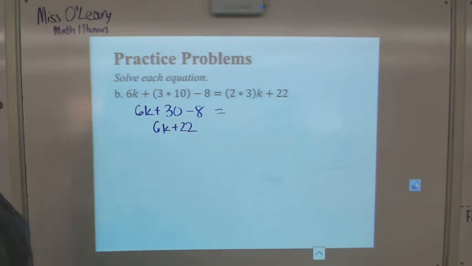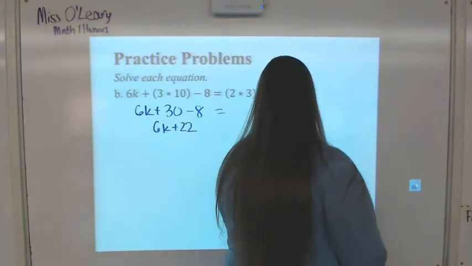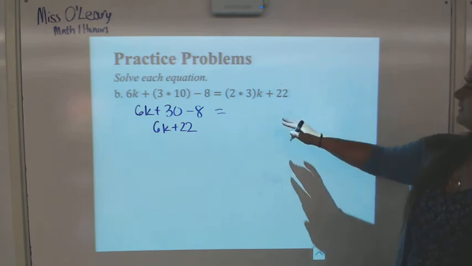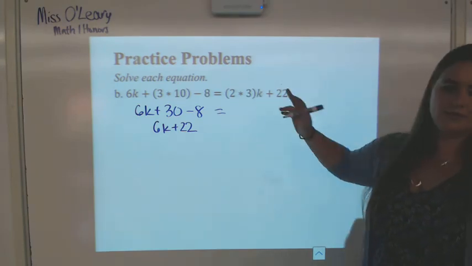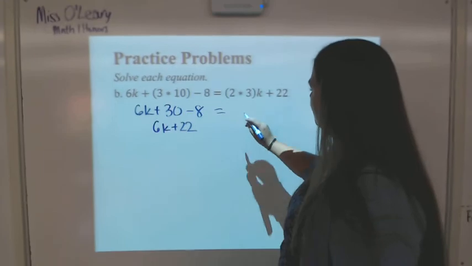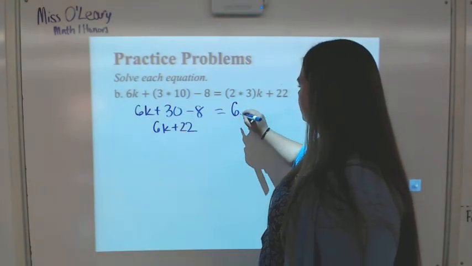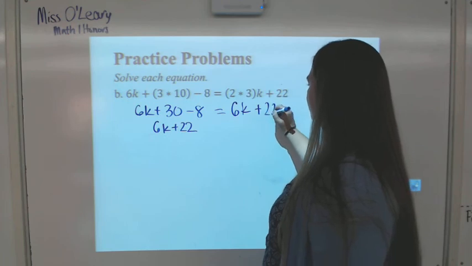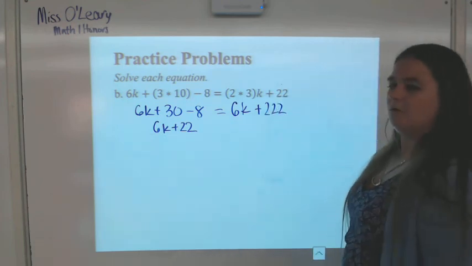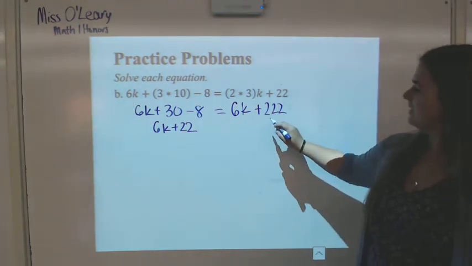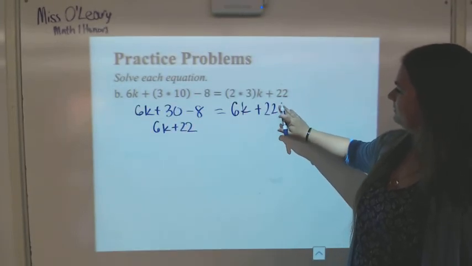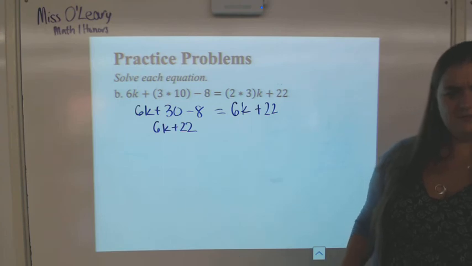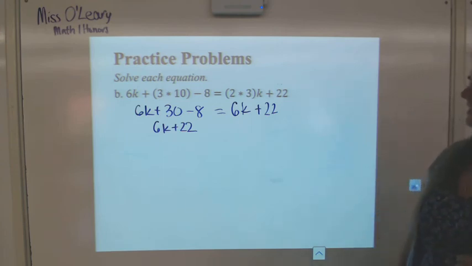So now let's take a look at the other side of our equals sign. I have 2 times 3k plus 22. This really is just multiplication and multiplication. There's not really a need for a grouping symbol, but we can address this part first. 2 times 3 is 6. 6k plus 22. Well, if I look at this here, this side, they wound up identical. But let's say we didn't notice that yet, so I'm going to keep going with my simplifying now.